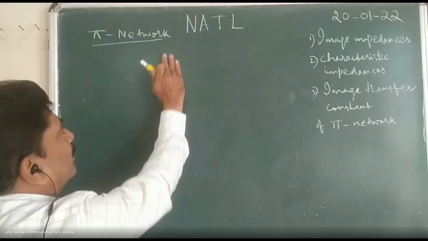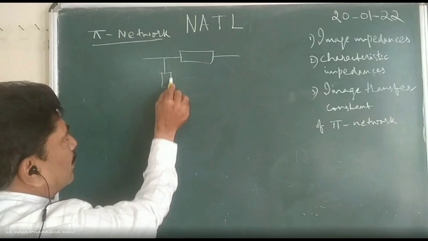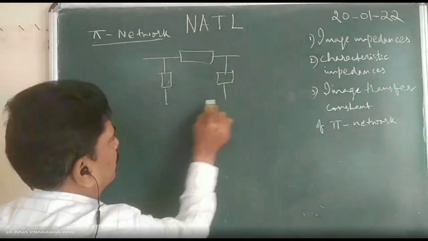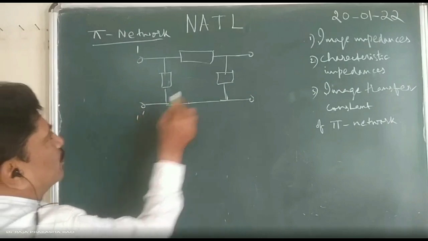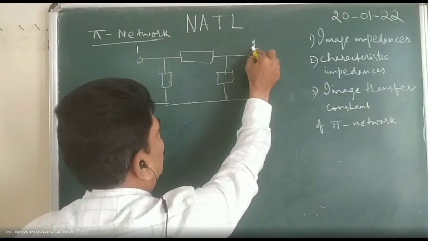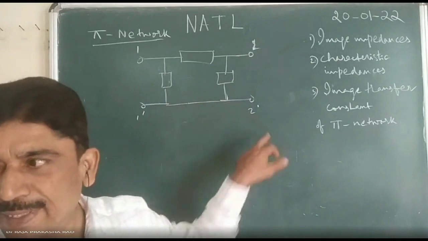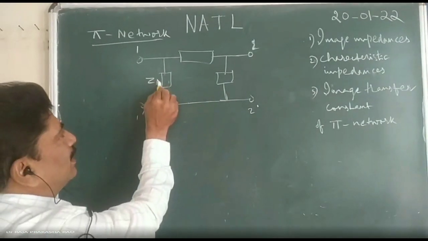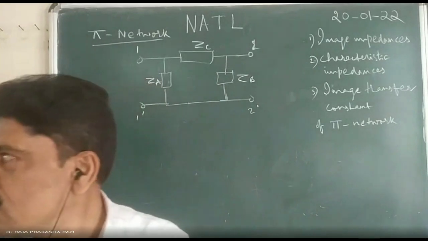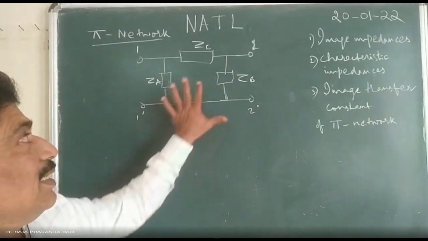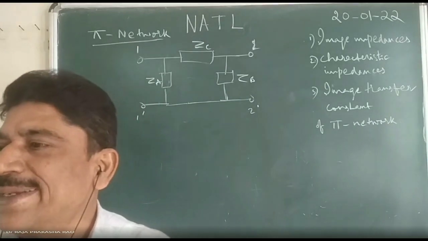It looks like this. Here also we take three impedances. This one is the first port and this one is the second port. You remember every port will have two terminals, a positive terminal and a negative terminal. Here 11 dash is the first port and 22 dash is the second port. The impedances are ZA, ZB and ZC. We are using the same impedances as for the T network also, ZA, ZB and ZC, but the connection is different here. These look like pi, and in the T network the impedances look like T.